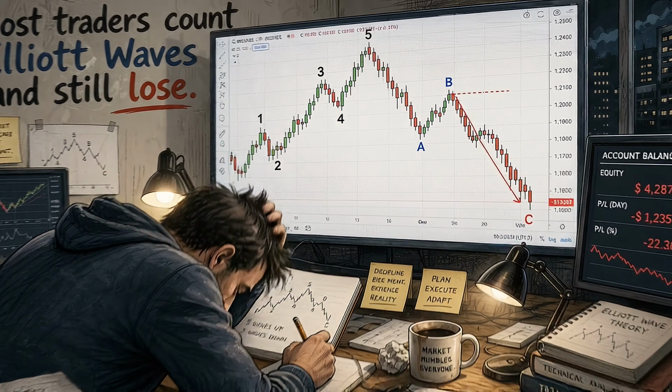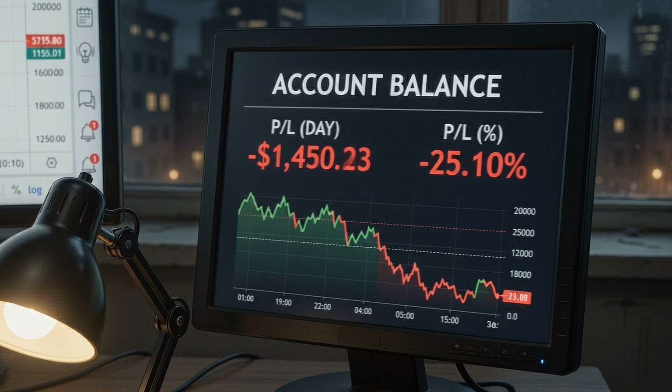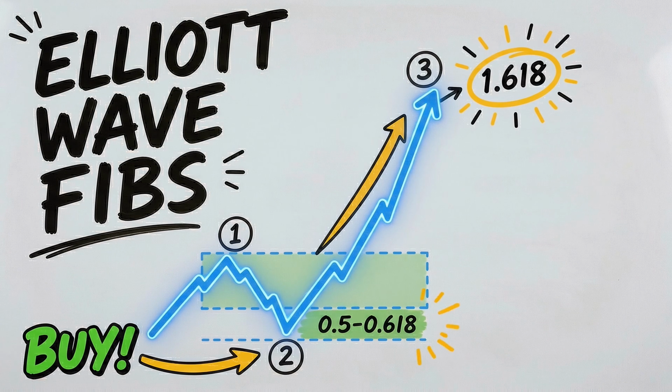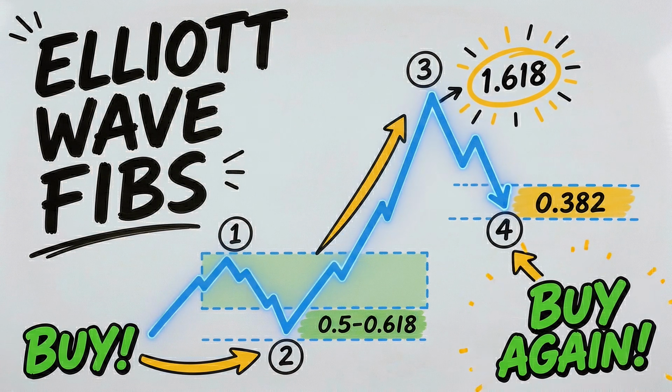Most traders count Elliott Waves and still lose. The ones who add Fibonacci know exactly where to buy. Let me show you.